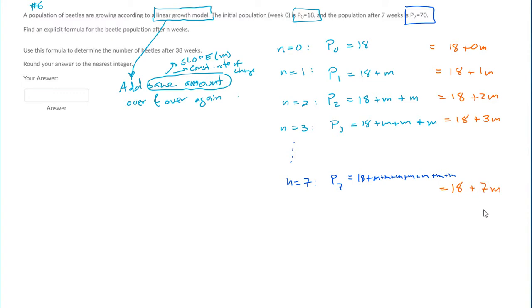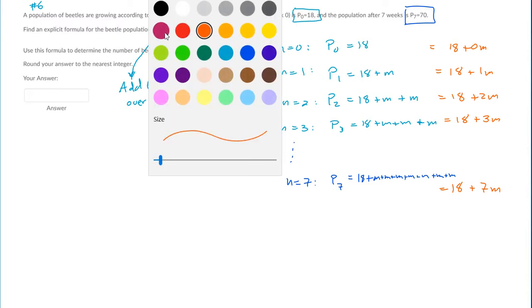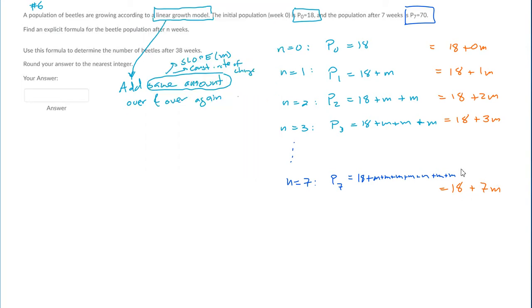Now, what's good about this is because they gave us the population at time 7, now I have enough info to figure out what the m is. We definitely want to know what the value of the m is. The way I can figure that out is they're telling me that the population at time 7, in my case, is 70. So I know that this quantity has to be 70. So I can set up a little algebraic equation here. 18 plus 7 copies of that slope, or constant rate of change, has to give me 70.